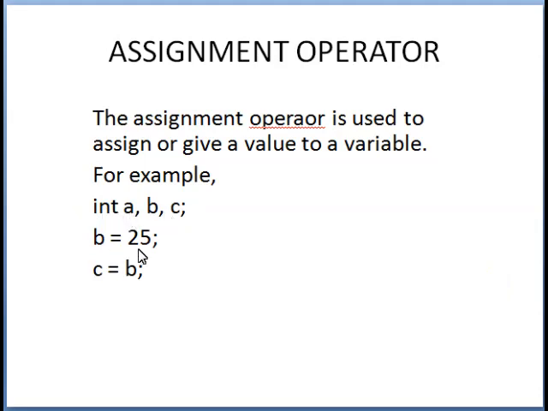B equal to 25, C equal to B. So what is the value of B? 25. So we are assigning the value of the variable as 25. So which operator is using for assigning a value to a variable? This equal is called as an assignment operator.